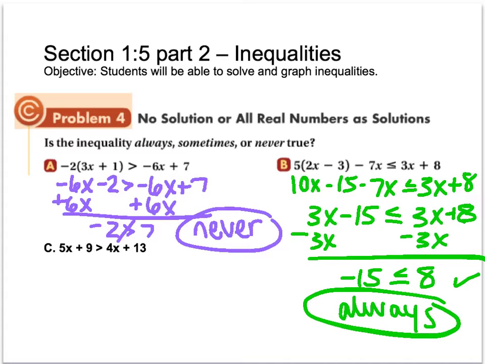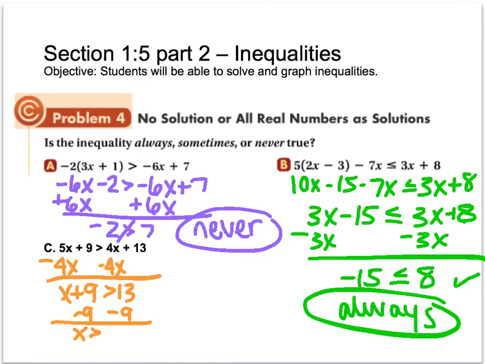And then for part C, you're going to realize that when you try to eliminate your variable, you can't. But what you can do is solve for it, and you can get that x has to be greater than 4.